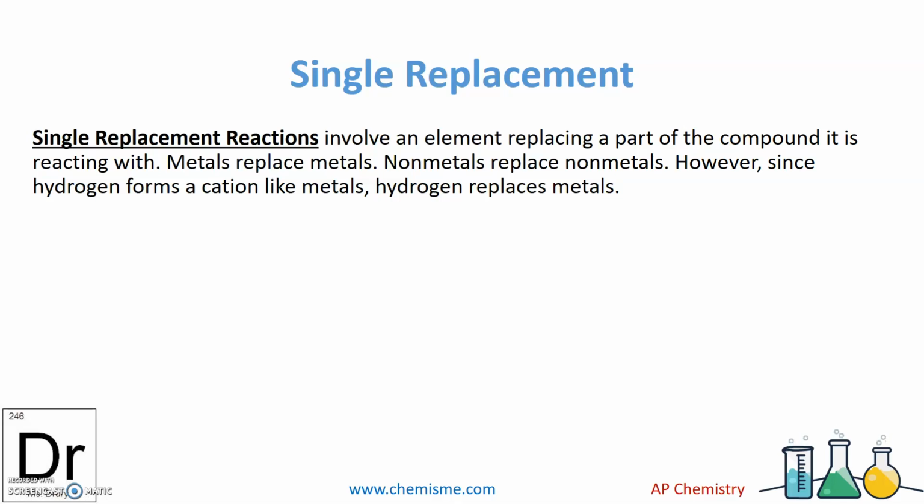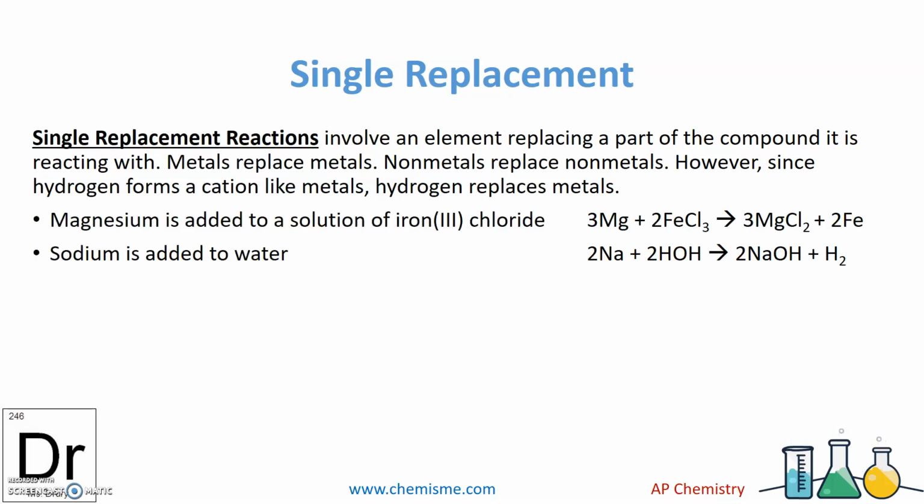Metals replace metals, nonmetals replace nonmetals. However, since hydrogen forms a cation like metals, hydrogen can also replace metals. It's like a metal, but it is a nonmetal. So just realize it has nonmetallic properties but behaves like a metal sometimes.